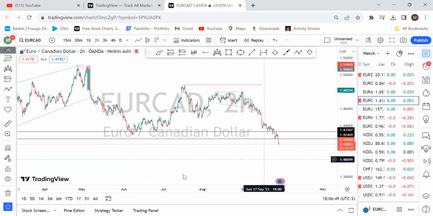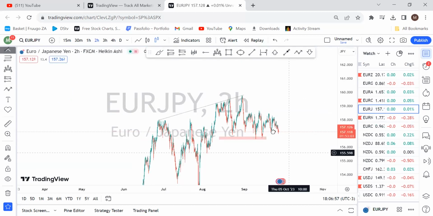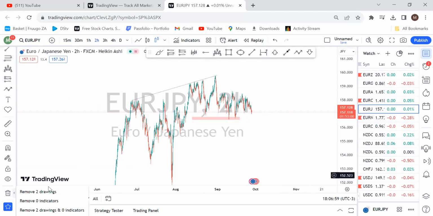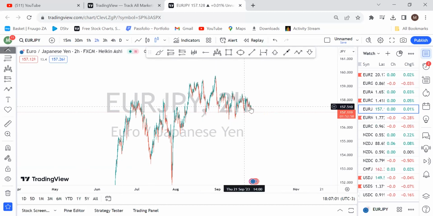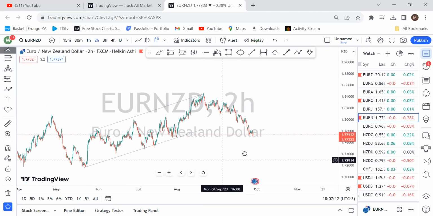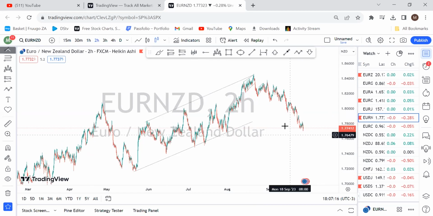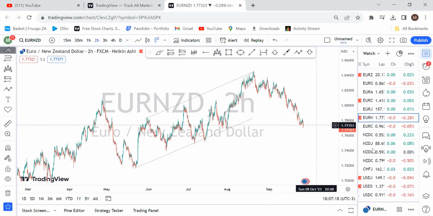Euro CAD, same thing. It's at a point where we wouldn't find any entry points. Euro JPY, very choppy. It's going sideways. It's just correcting. So there's not really anything that I would like with it. Euro NZD, seems like we missed all the entry points.